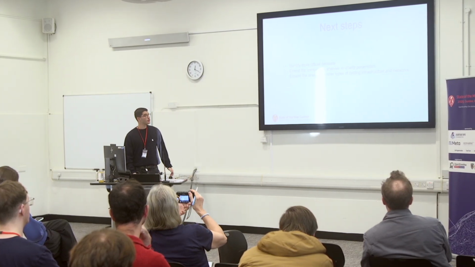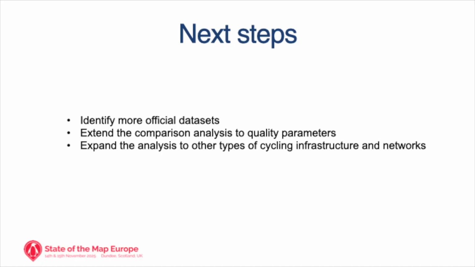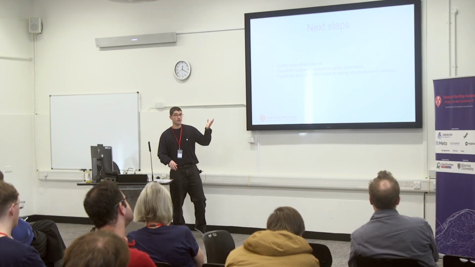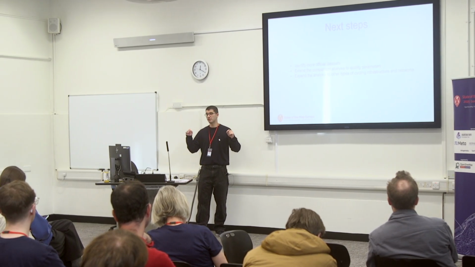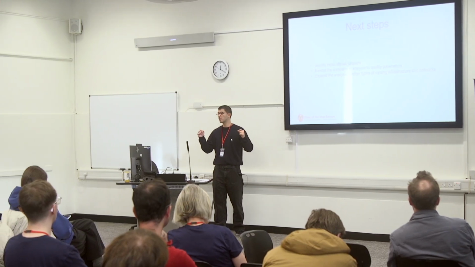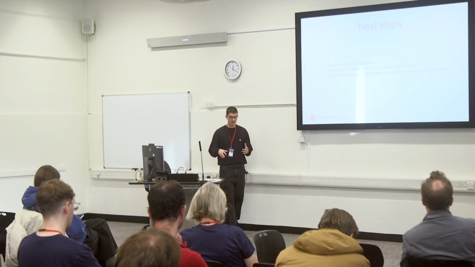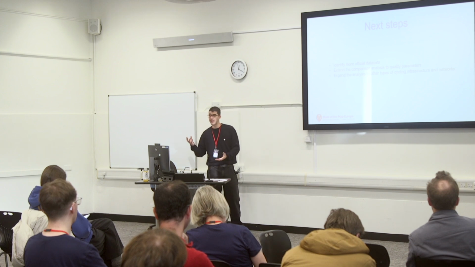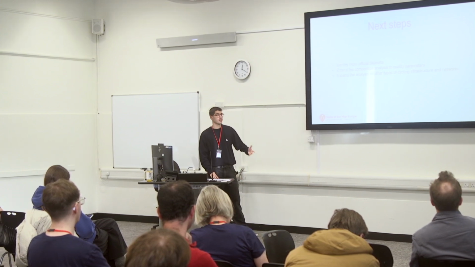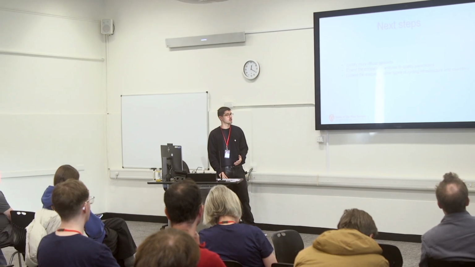And what are the next steps of this work? We want to identify more official datasets. So I showed you the table, and we can discuss if you have any other cycle infrastructure dataset that can be compared and has a lot of information. We want to extend this comparison analysis to the quality parameters. Right now, we described the standardization of cycle infrastructure, but we also have the quality parameters, which is a bit more tricky in order to find the standardized way to compare the surface type, the surface quality. Because from every different dataset, they may refer to something else.